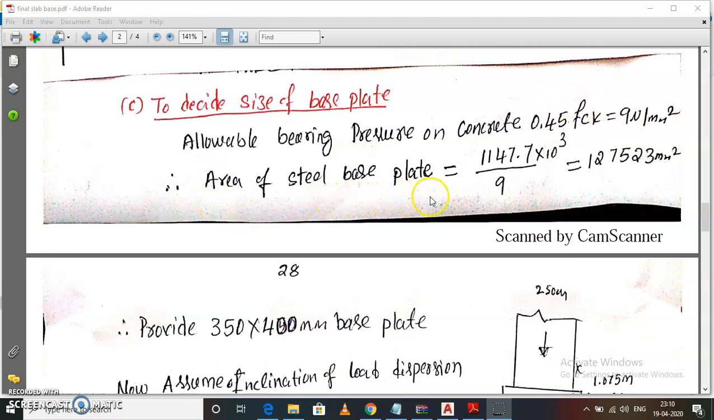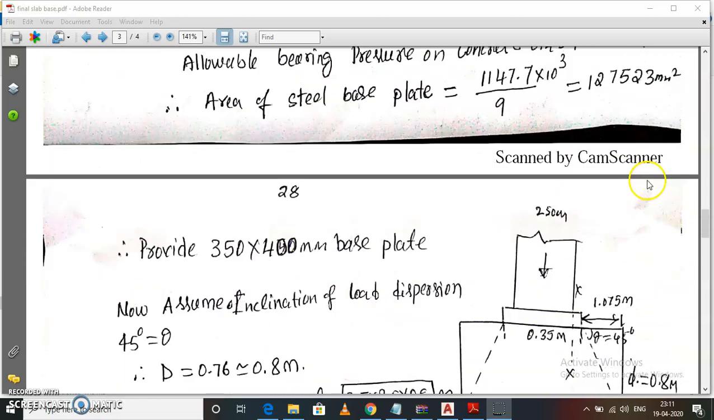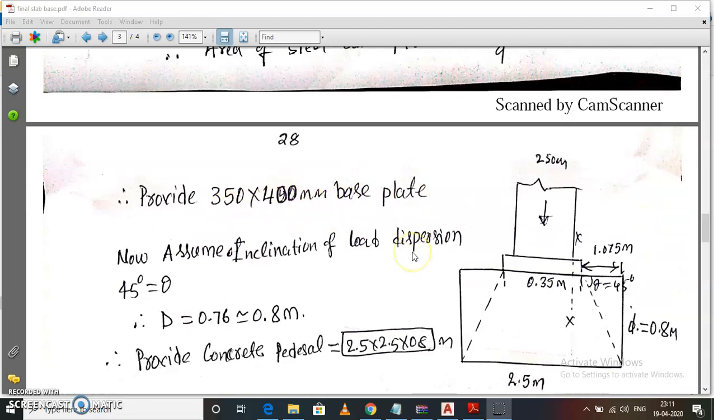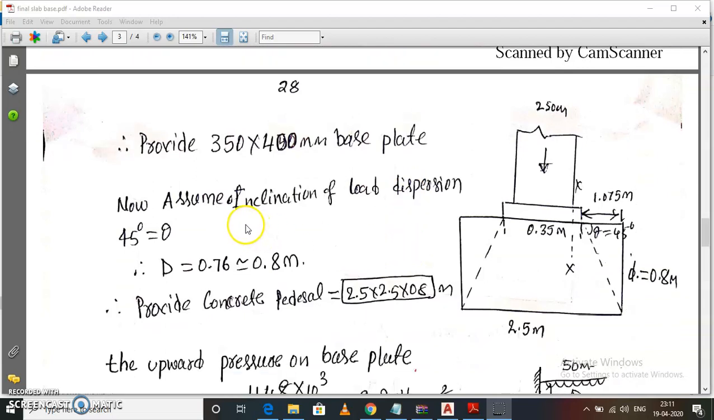Now, area of the steel base plate is equal to load divided by allowable stress. The value works out to be 127523 mm square. Therefore, provide 350 by 400 mm base plate. Now, assuming the inclination of the load dispersion is 45 degree, you can see here, this is 350, in the other direction it is 450, from the edge of the base plate. So we assumed the load dispersion as 45 degree.